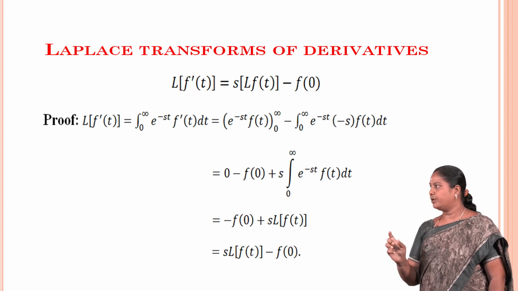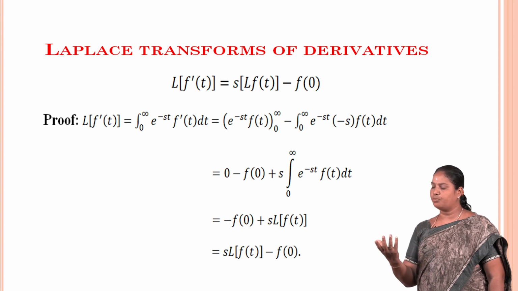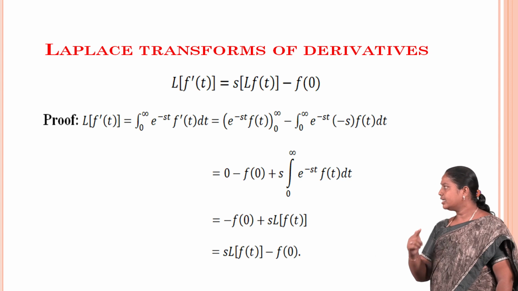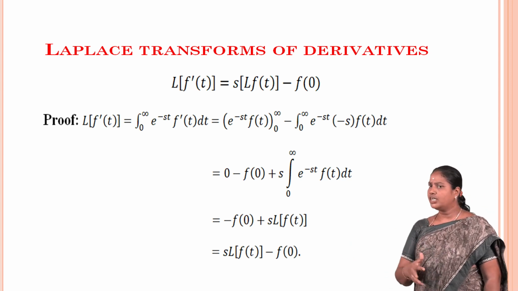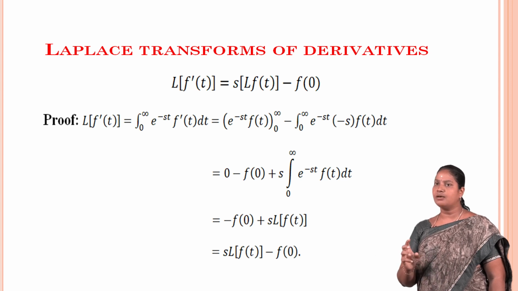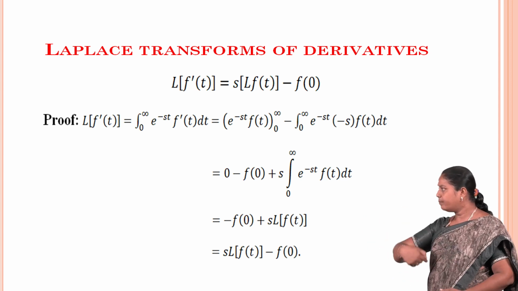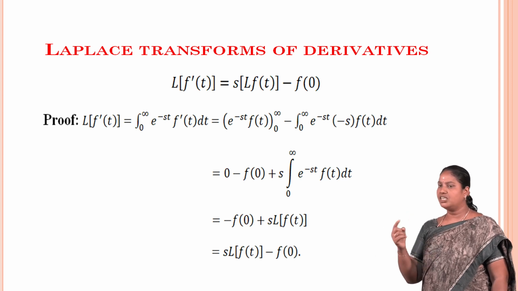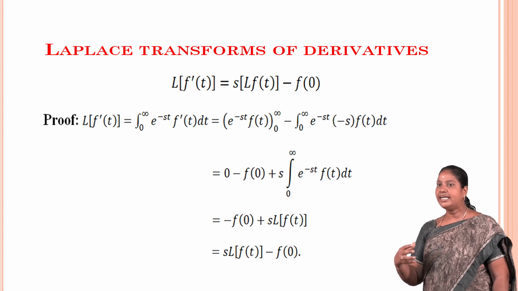Now we are going to apply the integration by parts rule. In the last module itself, we discussed this parts rule. What is it? It is the integral of u dv equals uv minus the integral of v du. Here we are taking u as e^(-st). Then dv is f'(t) dt. To get back v, we have to integrate dv. Then we get v(t), if we integrate f'(t) dt, we will get f(t).